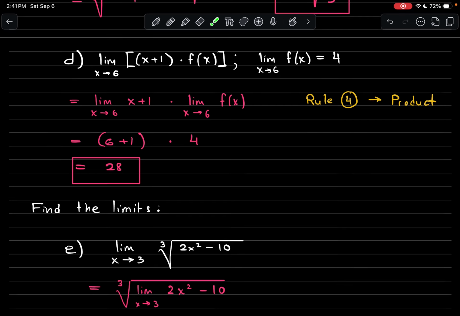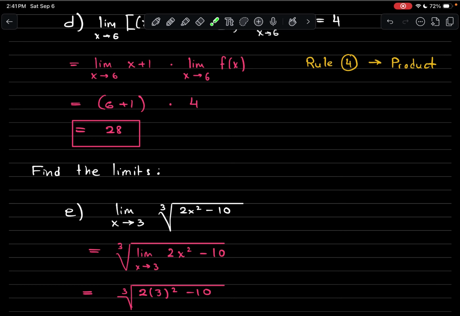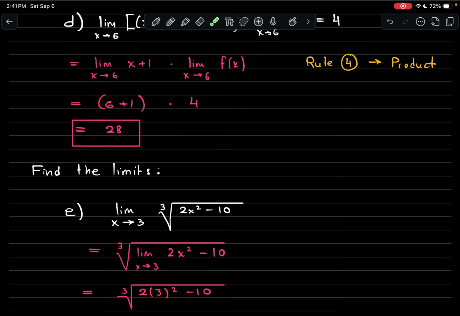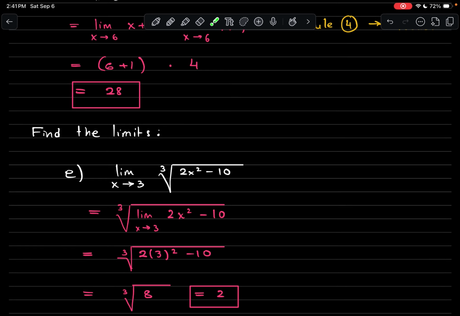Okay, so this is really just the cube root of the limit as x approaches 3 of 2x squared minus 10. And now from here where we have our function of x, we can go ahead and use direct substitution and simplify this. This is going to come out to the cube root of 2 times 3 squared minus 10, which simplifies all of it to the cube root of 8, which is just 2.